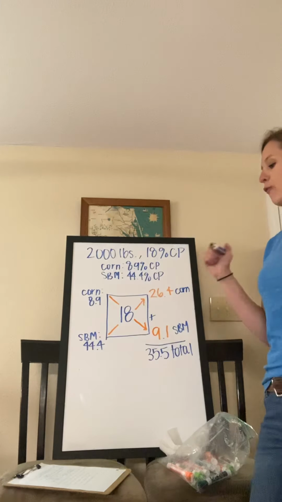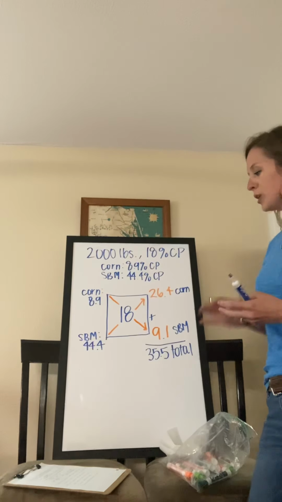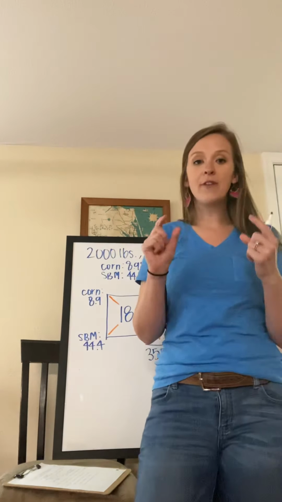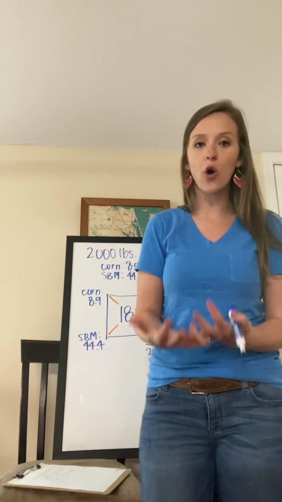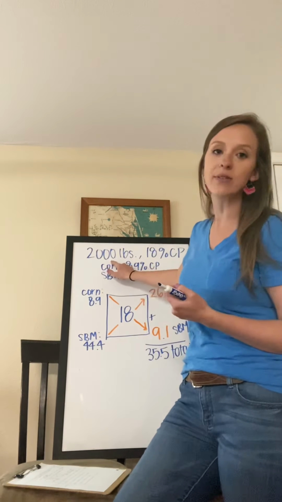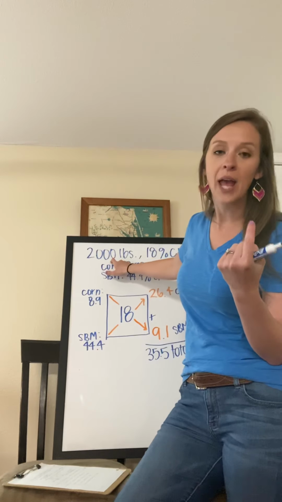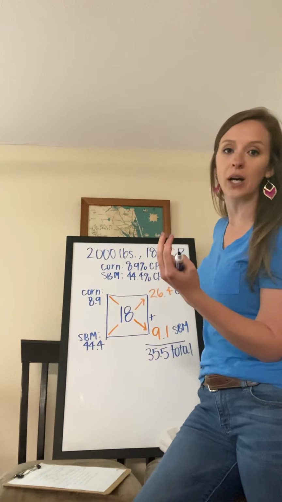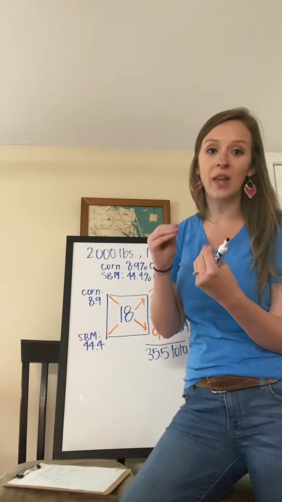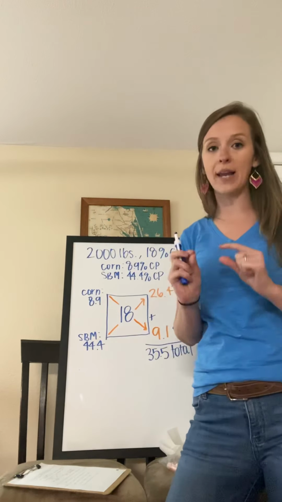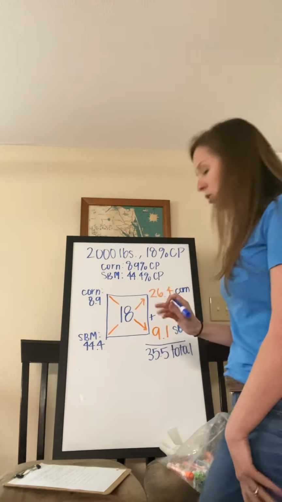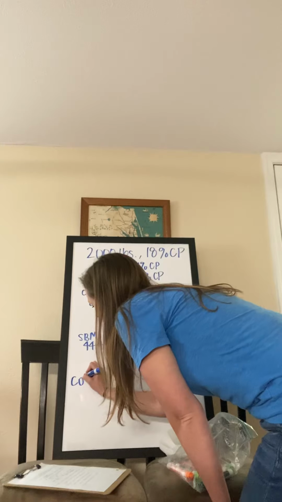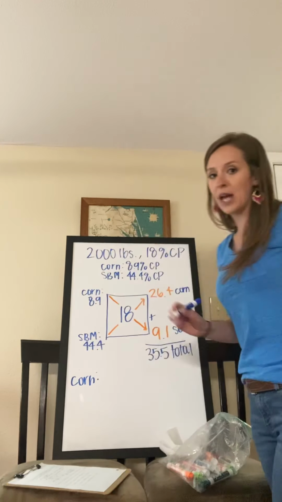For the next step, after you get this preliminary part of your square, we're gonna figure out what percent of our total feed, what percent of this 2,000 pounds, is gonna be corn, and what percent of it is gonna be soybean meal in order to get this percentage of crude protein. Then we're gonna convert that into actual pounds. But first we're gonna find out percents. In order to do that, we're gonna start with corn. You do them individually at this point.